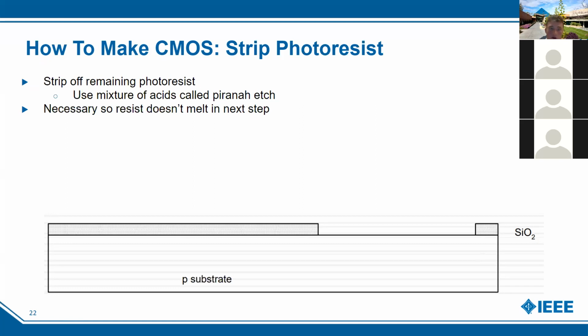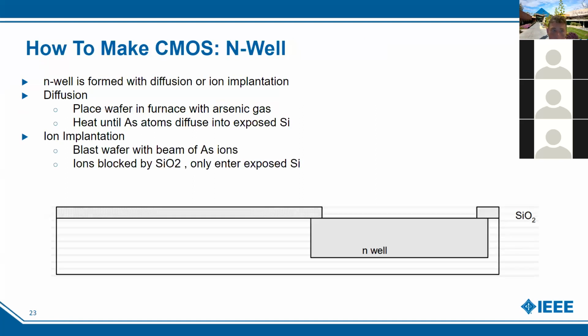So we strip off the remaining photoresist using a mixture of acids, so that the resist doesn't melt in the next step. Next, we add the N well. The N well is formed with diffusion or ion implantation. For diffusion, you place the wafer in a furnace with arsenic gas and heat it until the arsenic atoms diffuse into the exposed silicon. This goes into how the p-n junctions are created, and how you dope it correctly. This is why the photoresist needed to be removed, because it would have melted. Ion implantation is another way other than diffusion: you blast the wafer with a beam of arsenic ions. Ions blocked by silicon oxide only enter the exposed silicon. So these are two ways that you're able to create that N well.